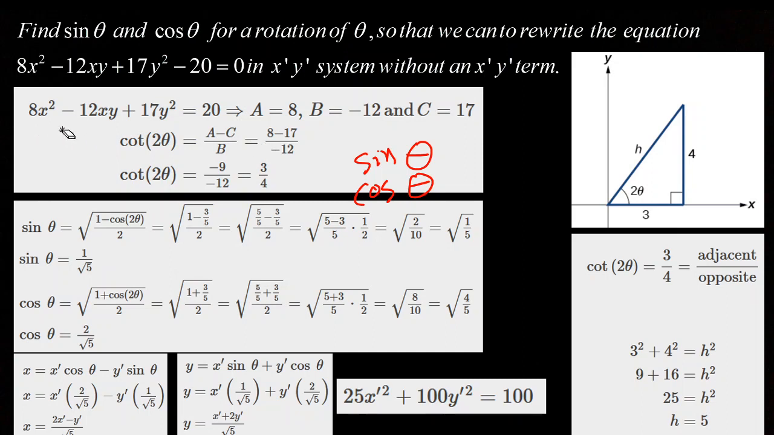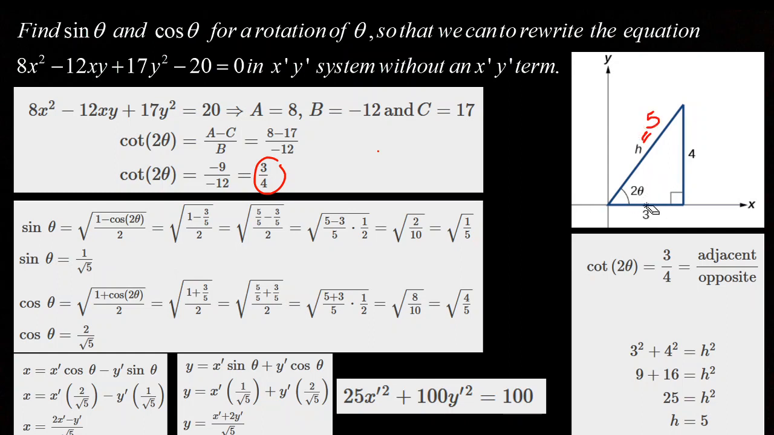A here is 8, C is -17, and B is -12. So we set it up, we get 3 over 4. So we know that our 2 theta is an angle in the first quadrant such that its cotangent is 3 over 4. Now cotangent is adjacent over opposite. So if cotangent of something is 3 over 4, that means this is 3, this is 4. And by Pythagorean property, we can find that to be 5, right?